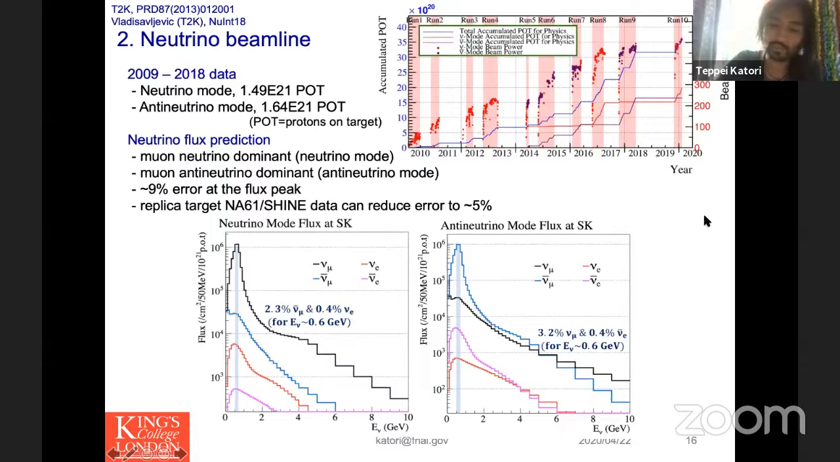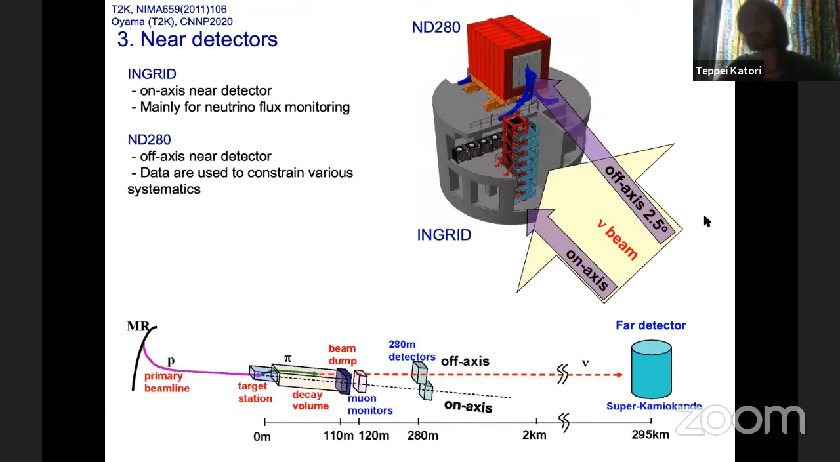Okay, now the detectors. Before moving to the far detector, neutrinos are measured by the near detectors. One is INGRID, which is on axis, and the other one is ND280, which is off axis. INGRID is mainly for monitoring the neutrino flux, and ND280, which is off axis, which means it's on the same line as the far detector. So we use this ND280 data to constrain a variety of different systematics.